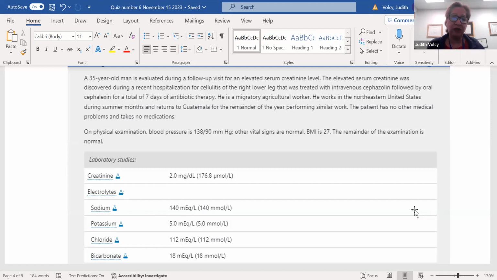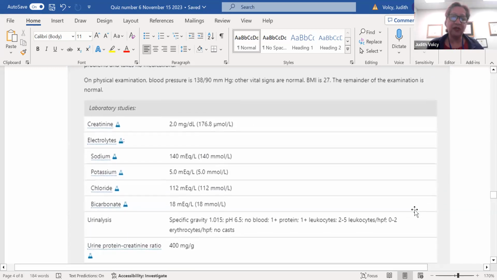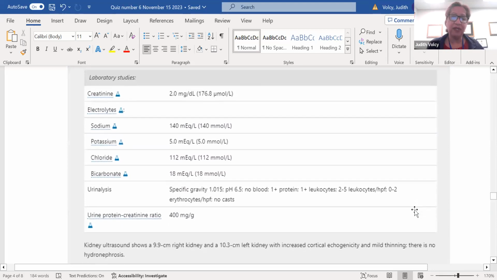Blood pressure is 138 over 90. Everything else is normal. BMI is 27. Creatinine is 2. Potassium is 5. Bicarb is 18.